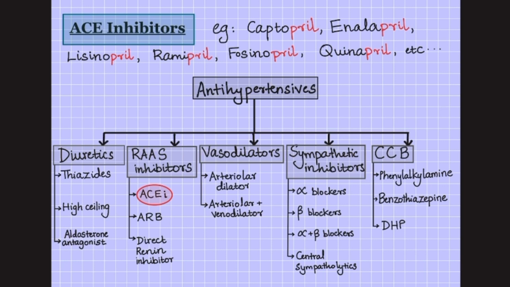Coming to the classification of antihypertensive drugs, antihypertensives can be broadly classified into 5 types. We have diuretics, RAS inhibitors, vasodilators, sympathetic inhibitors, and calcium channel blockers. ACE inhibitors come under the RAS inhibitors or renin-angiotensin-aldosterone system inhibitors.